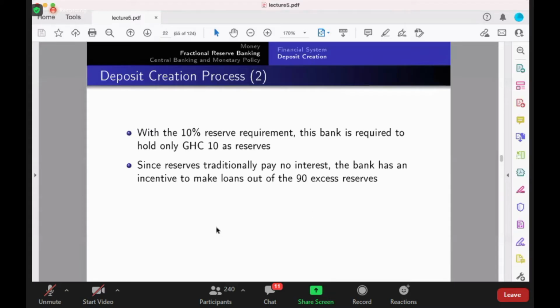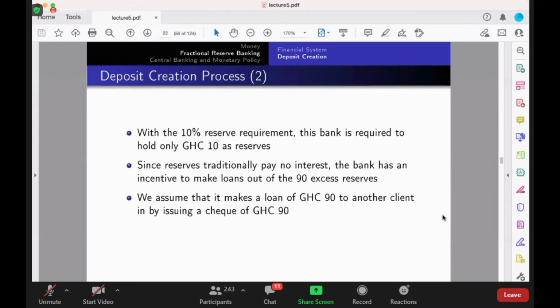Since reserves traditionally pay no interest, the bank has some incentive. It has an incentive to use the excess reserves of 90 cedis. He has an incentive to use those as what? As loans. Okay, all right. So we assume that you make a loan of 90 Ghana cedis to another client by issuing what? A check. All right.